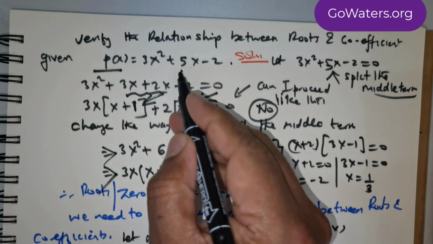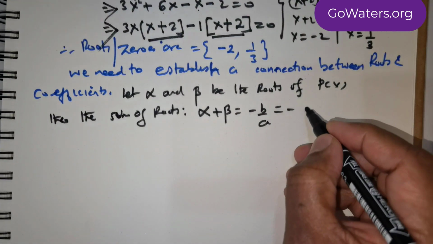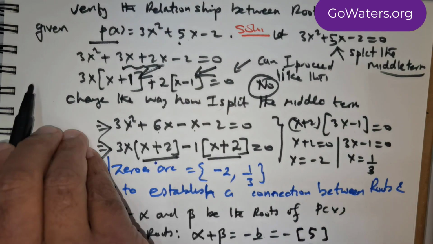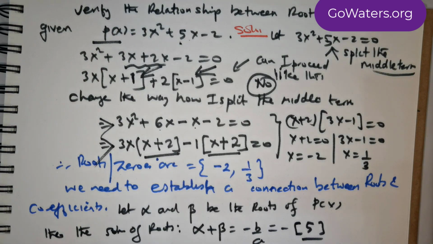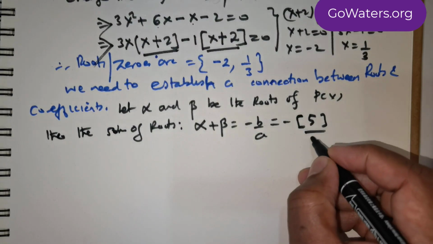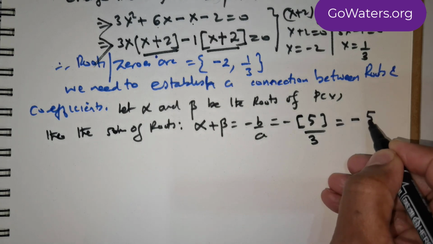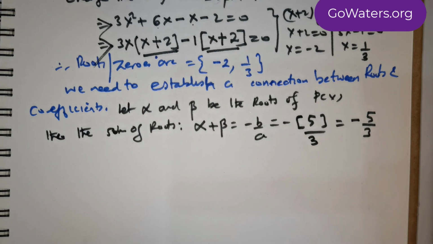What is that? Coefficient of x. That's going to be 5, right? Divided by the coefficient of x squared. What's that? The coefficient of x squared is 3. So what have you got? You got negative 5 over 3. This is the sum of the roots.